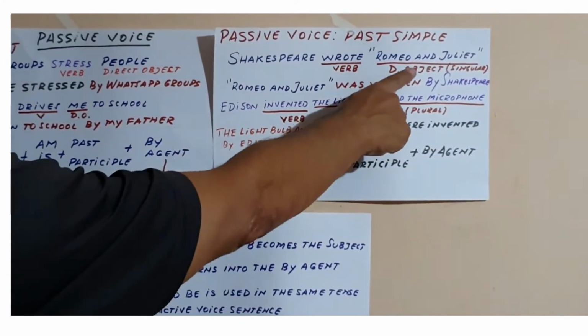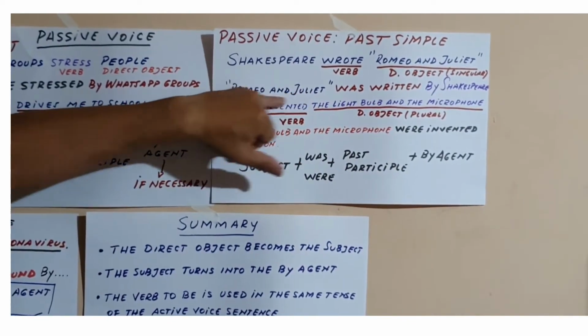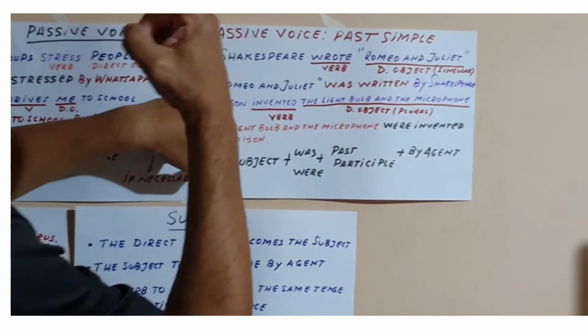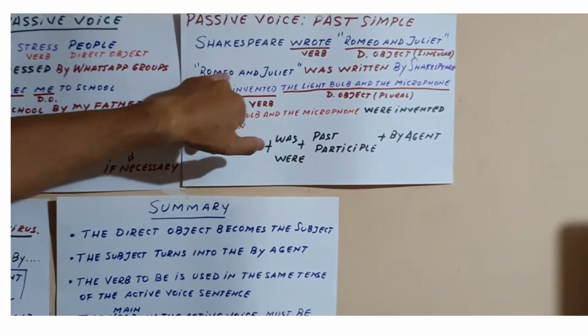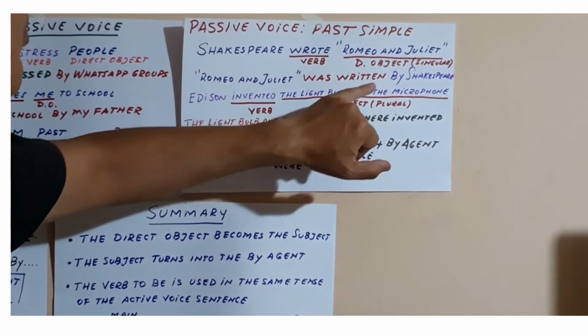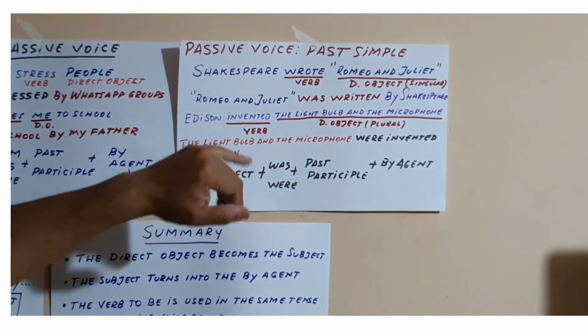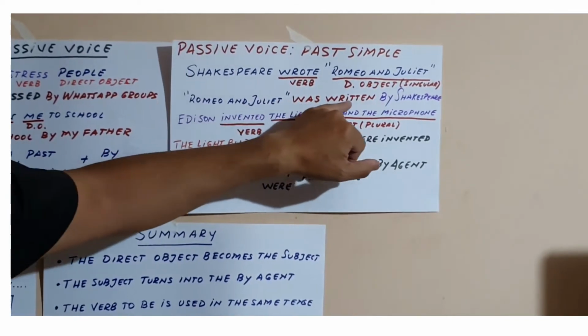Entonces, el objeto directo pasa a ser sujeto. Romeo and Juliet, por más que parezca plural acá, no es plural porque es una obra. Romeo and Juliet was written, tercera columna, by Shakespeare. Acá sí es importante que pongamos el agente by. So, Romeo and Juliet was written by Shakespeare.